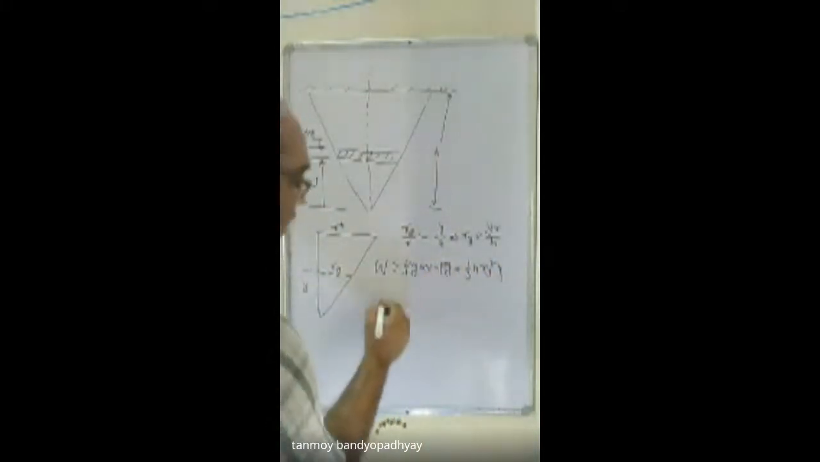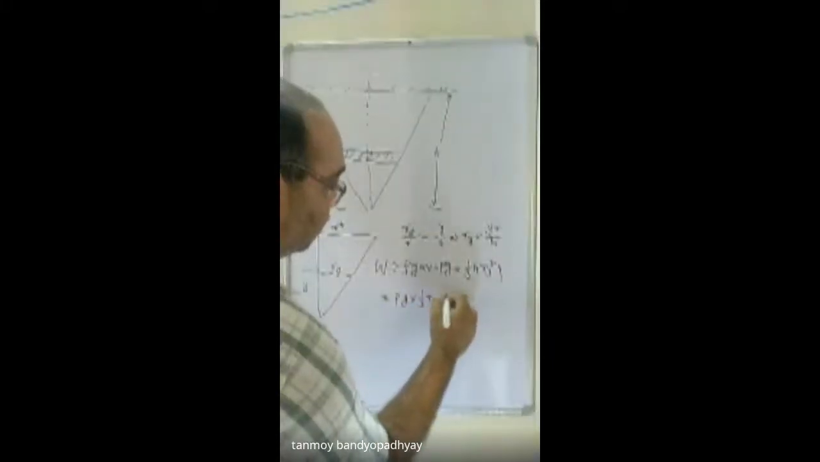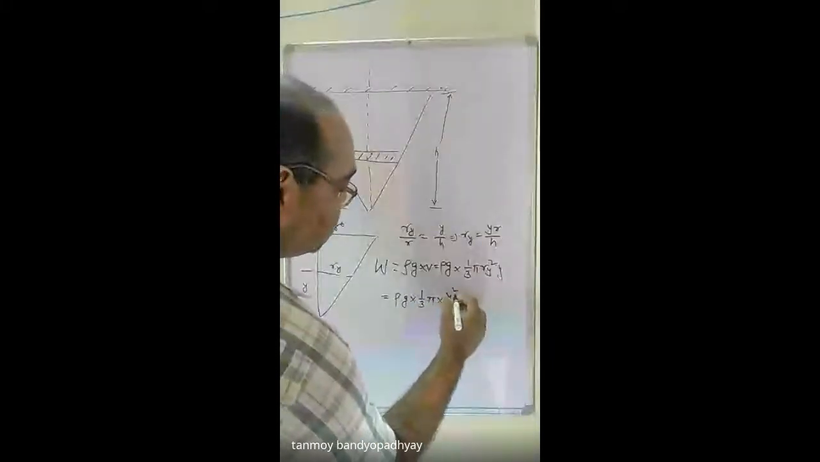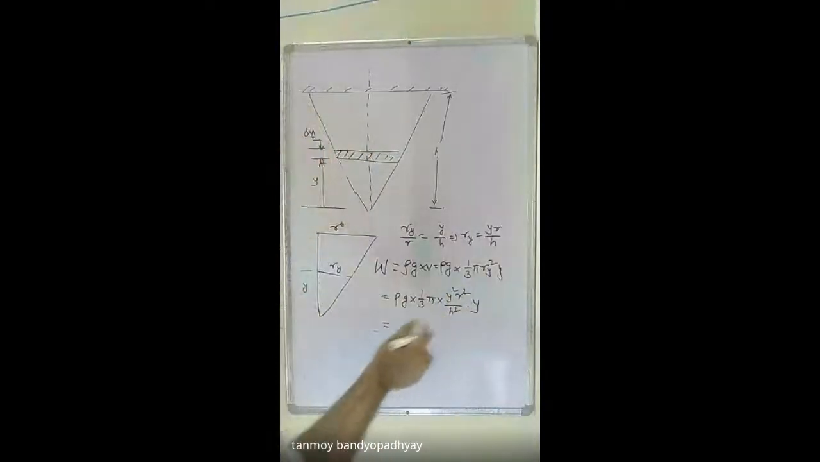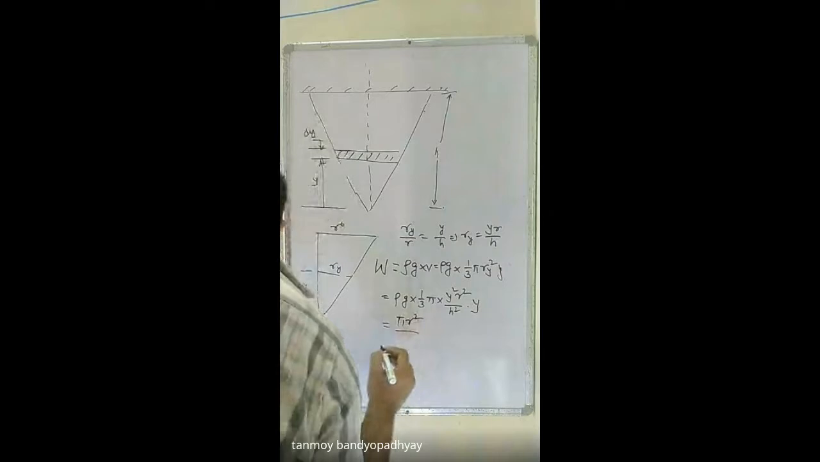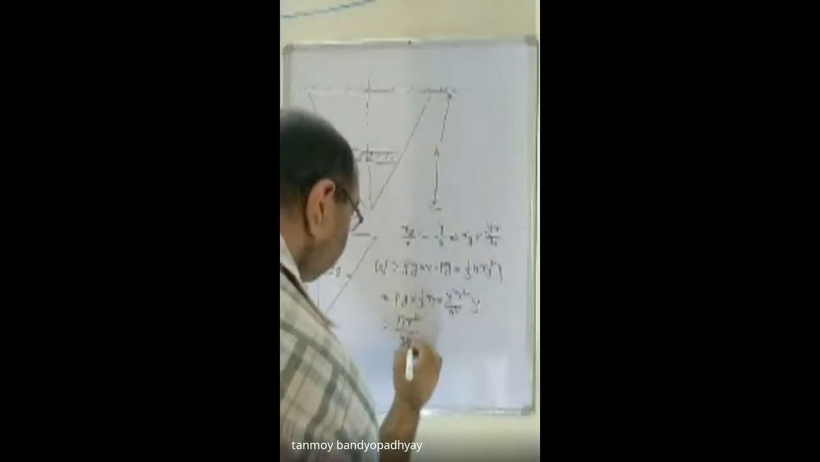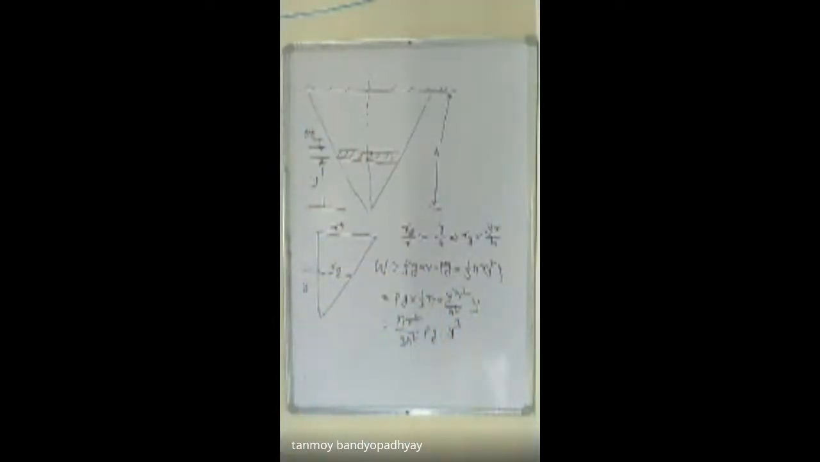So just put the value of ry. So rho g into 1/3 pi into ry square, which is y square r square by h square, into y. So it is something times y cube. The final expression is pi r square divided by 3h square, rho g into y cube. And this is the load you got.